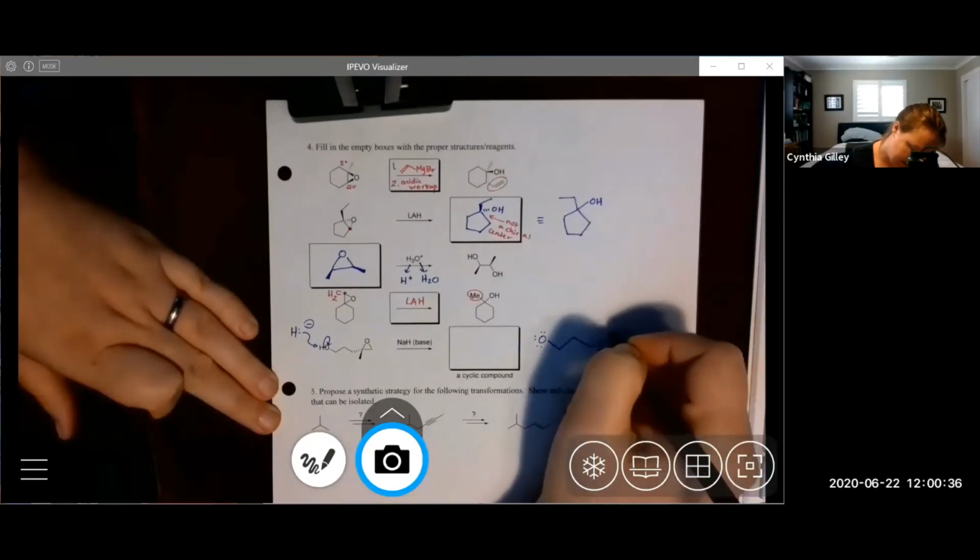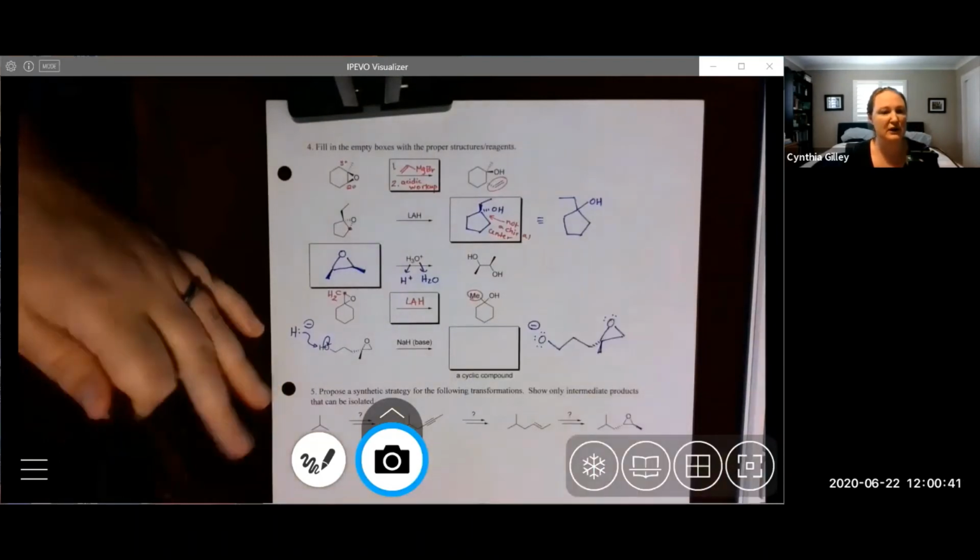Then it's clearly going to do an intramolecular reaction. There's always a few challenge ones.